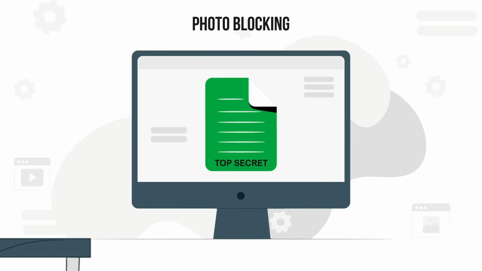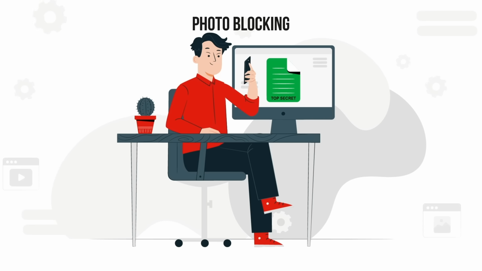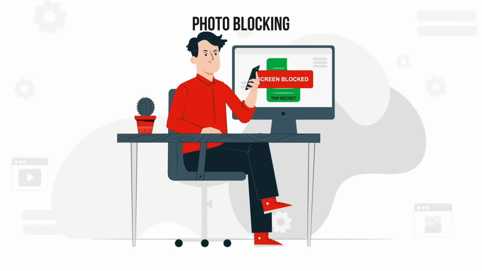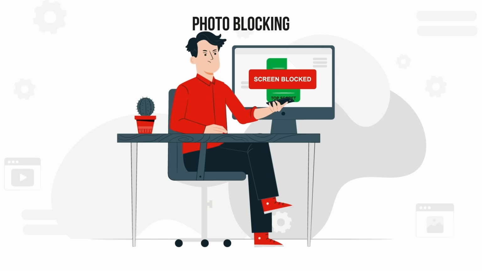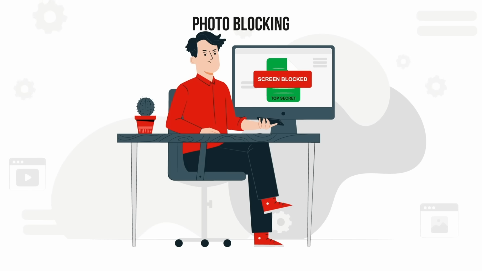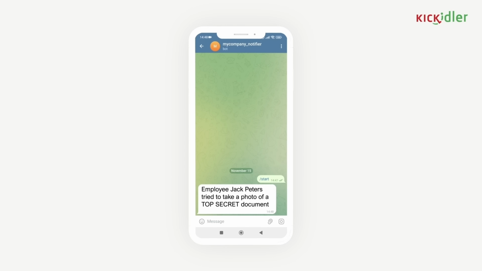Photo blocking. Kickidler DLP has a unique anti-photo feature built in. It analyzes employees' actions in front of the screen, and if they try to take a picture of the screen displaying sensitive information, it minimizes the window, locks the computer, and notifies the security department.